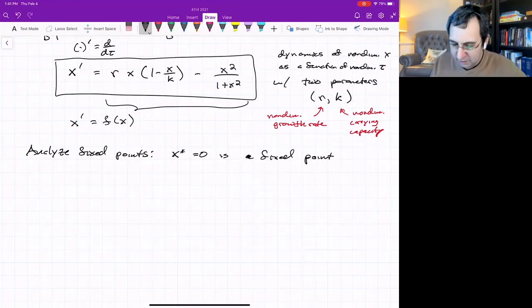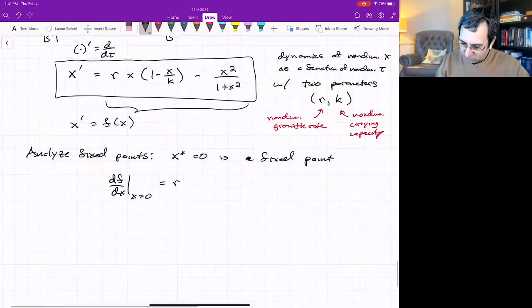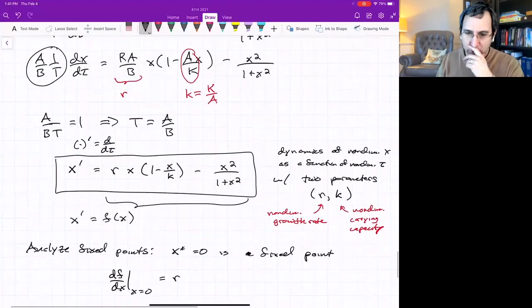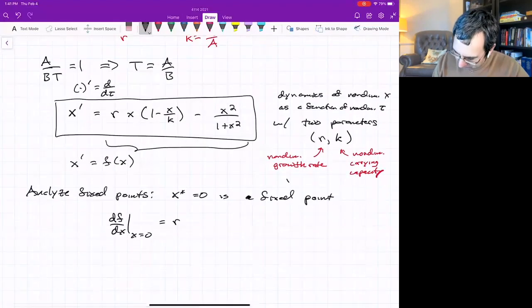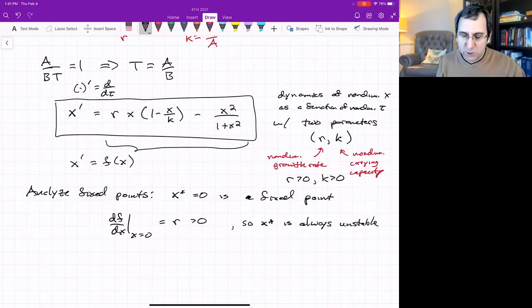If you go through and analyze it, you'll find that df/dx analyzed at x equals 0 turns out to equal r. This non-dimensional growth rate, how was it defined? It was defined in terms of other things that must always be positive. So maybe I need to say that r is greater than 0, and so is k. So since this is greater than 0, from our earlier discussion of linear stability for 1D ODEs, this point is always unstable, which means the population, if it's small, wants to grow.